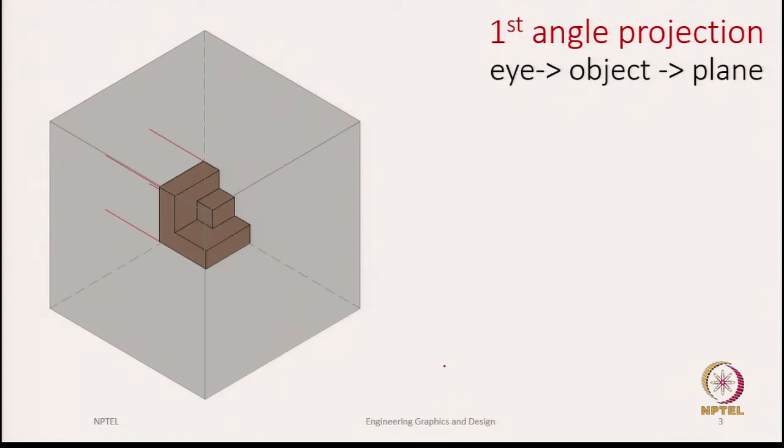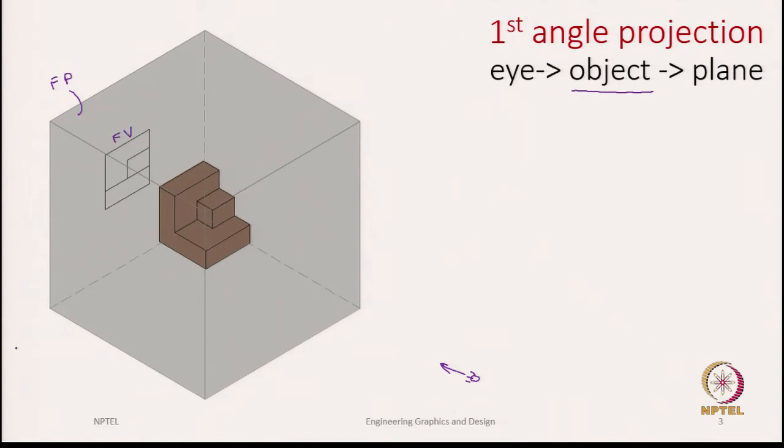And then we start capturing the front view. When we capture the front view, mind you, the eye is somewhere here and these are the directions of the projectors. In first angle projection, we said the object is at the center. So, we have already defined the observer and the object, and what remains is to pick the projection plane. Since it is at the other extreme, we pick this as the frontal plane to capture the front view.